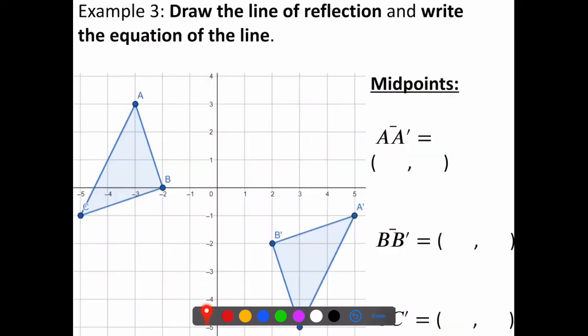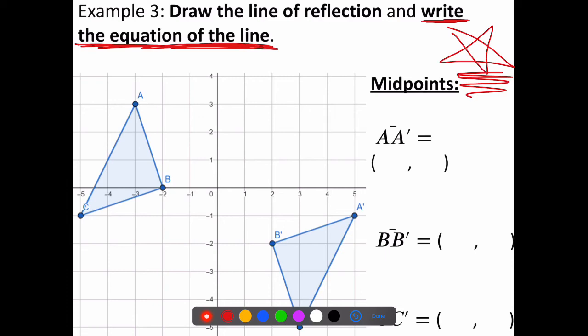All right, let's continue on. So, example 3, this one's really important. We need to draw the line of reflection and write the equation of the line. The main thing here that I want us to focus on is writing the equation of the line. Now, the first thing that I need to do for this, and again, super important, can't emphasize that enough, is find our midpoints.